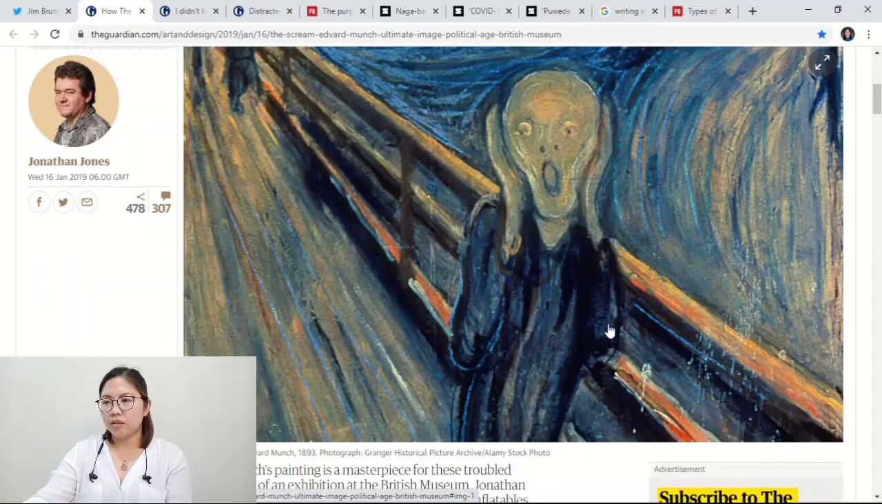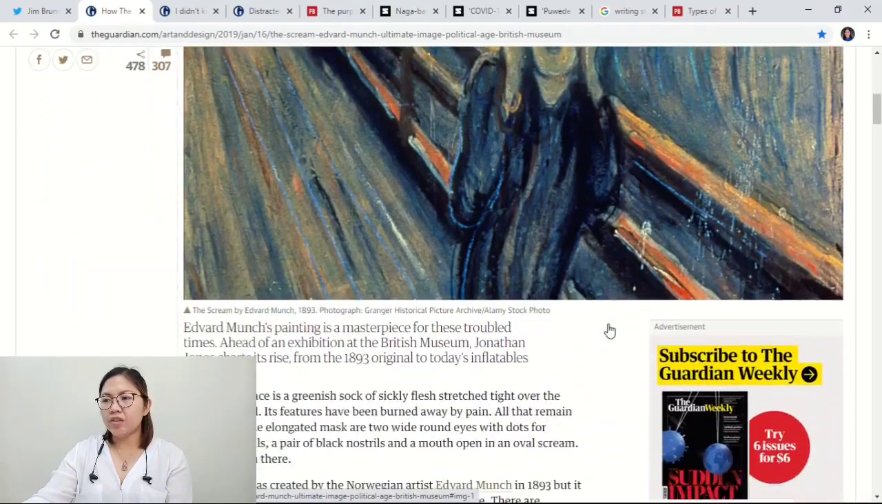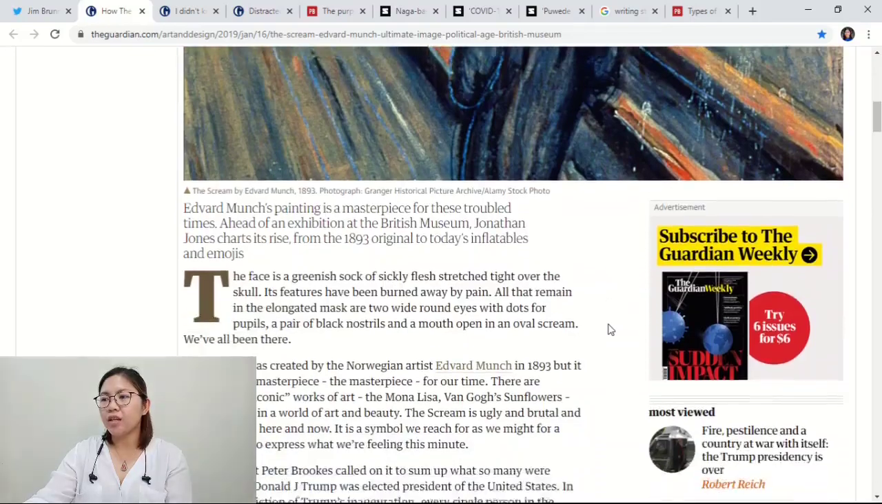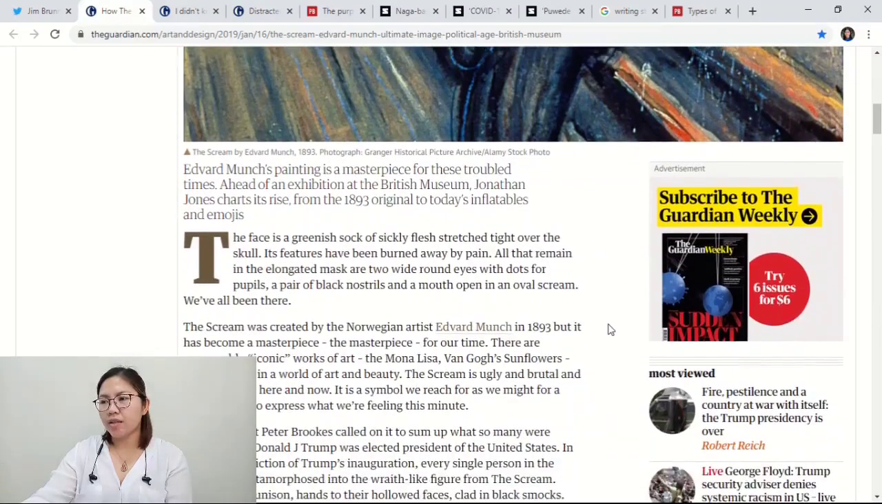He says, "The face is a greenish sack of sickly flesh, stretched tight over the skull. Its features have been burned away by pain. All that remain in the elongated mask are two wide round eyes with dots for pupils, a pair of black nostrils, and a mouth open in an oval scream."